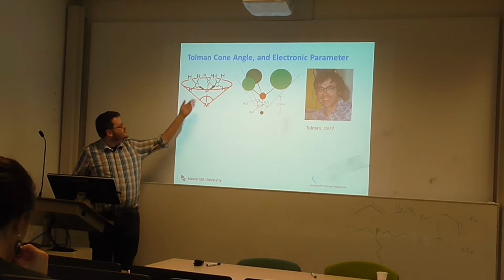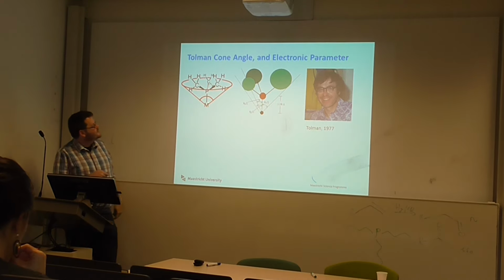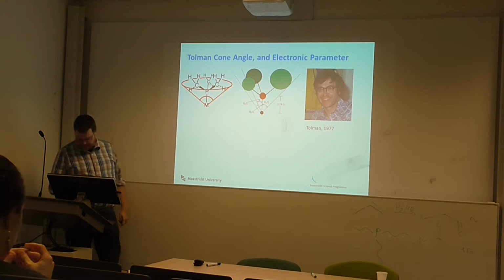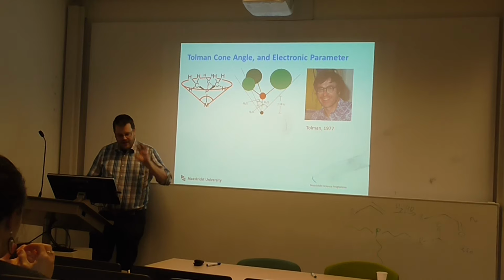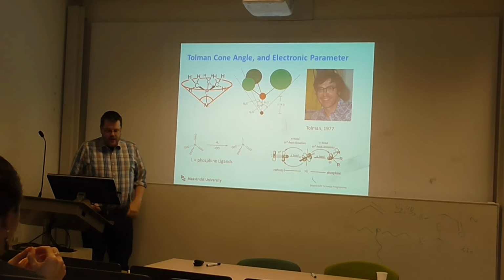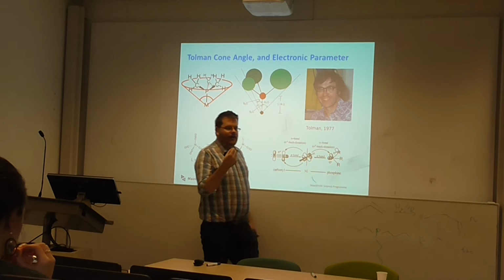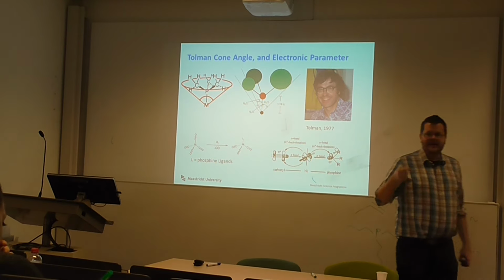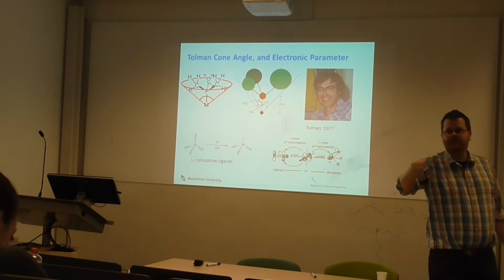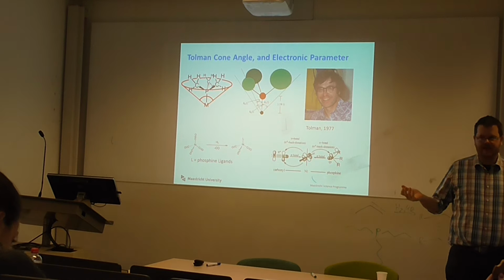So he came up with this. Well, that's just again a representation of the cone angle. This is for trimethylphosphine, this is how you would define it, and that's the Tolman cone angle, just as an example. That's sterics. Now we need to find a way of understanding if a phosphine is a good electron donor or a poor electron donor. And how do we do that?